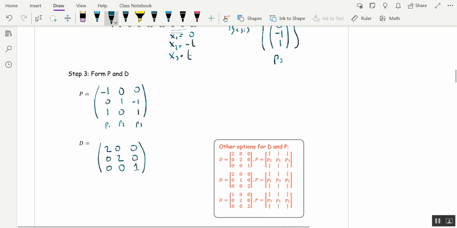And then I'm not going to do the safety check, AP is PD, but you could. Other options for P and D are over here. There's a bunch of them. Like, for example, suppose I wanted to put the 2's on either side of the 1 in my diagonal matrix D. That would be fine, but I would just need to make sure that the eigenvector corresponding to lambda equals 1 went in the middle of my P matrix. So you can read through those options there.